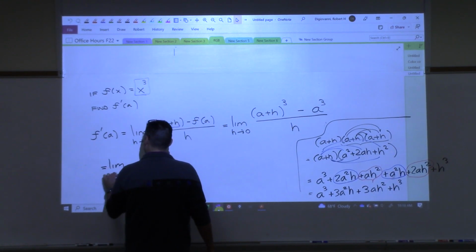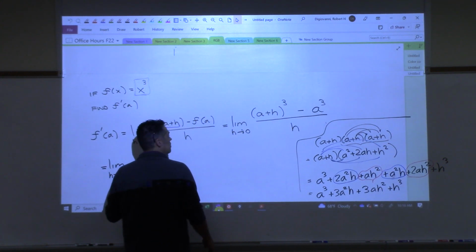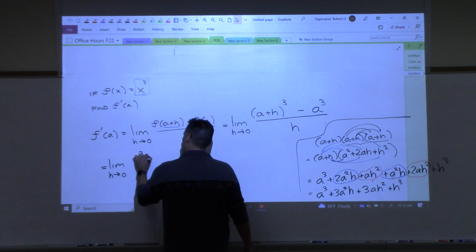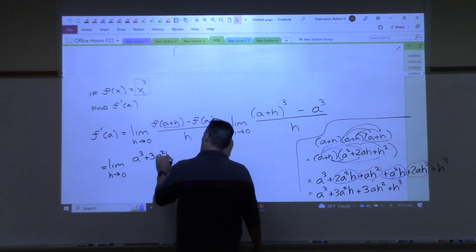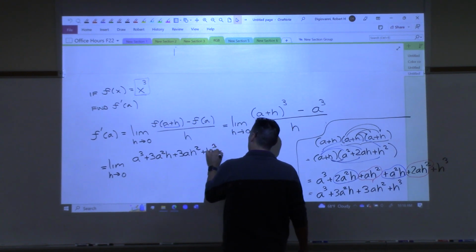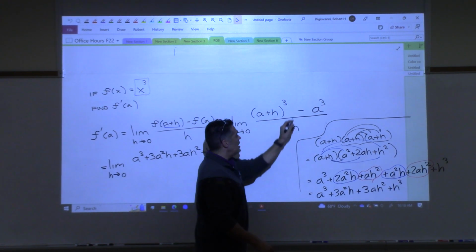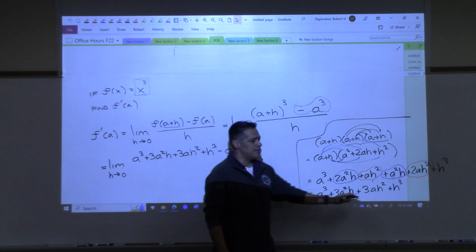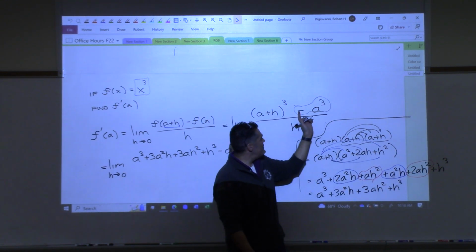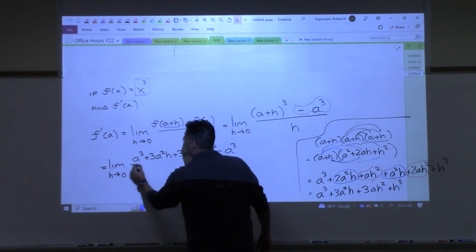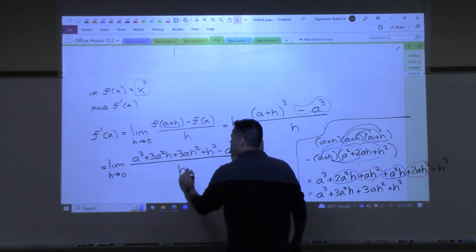Limit h goes to 0. All right, all of that cubed became this: a cubed plus 3a squared h plus 3ah squared plus h cubed minus a cubed. Don't forget, you still have to subtract the a cubed, don't you? We figured out what this is, that's this. But we still have minus a cubed, so I put it at the very end. And then all of this over h.